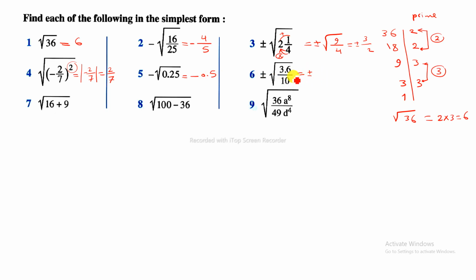Positive or negative square root 3.6 over 10. What can we convert this into? To remove the decimal, I multiply by 10 up and down, so 3.6 times 10 is 36. 10 by 10 is 100. Then positive or negative 6 over 10 which is equal to positive or negative 0.6.